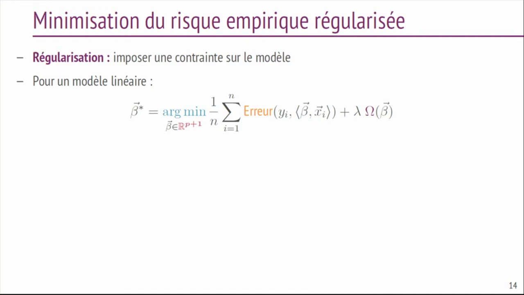And now I'm adding a term that's for now pretty obscure. There's lambda, omega of beta. So here I'm working with linear models. We can extend those ideas to non-linear models, but because the optimization is much easier for linear models, I'm going to talk only about linear models for now. So I'm adding a constraint on the optimization problem. To the optimization problem, I'm adding a constraint on the regression coefficient, so this beta I'm looking for.